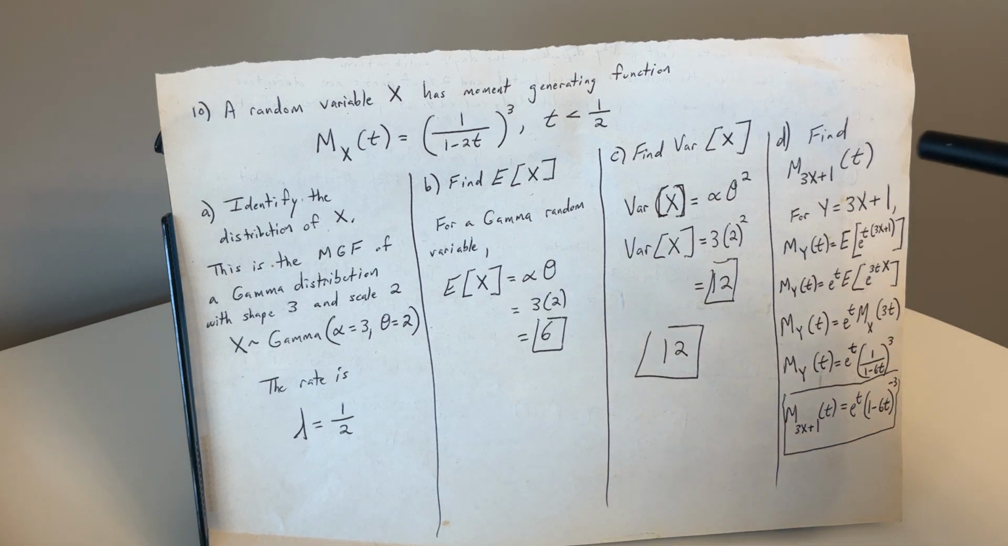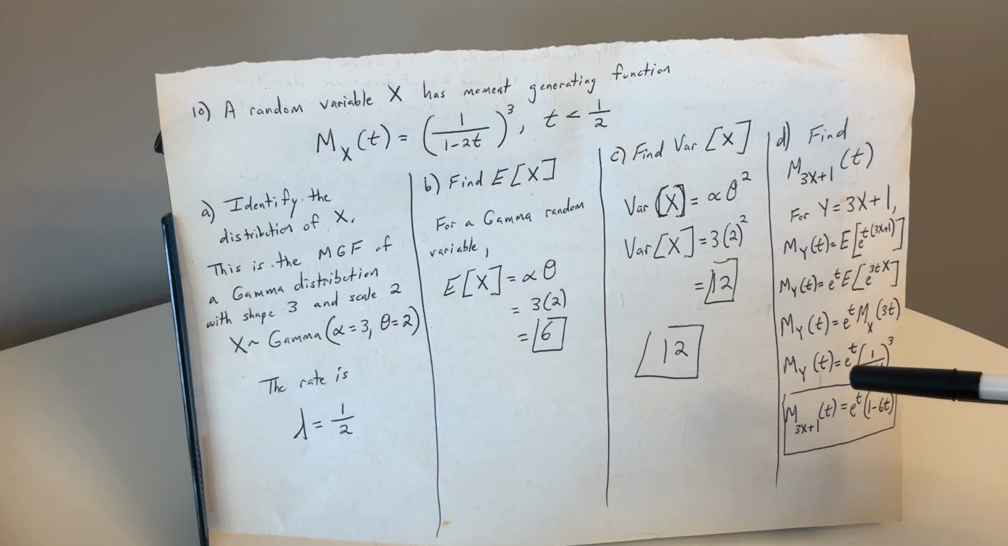In part D, we want to find m subscript 3x plus 1 of t. So for y equals 3x plus 1, we get m sub y of t equals the expected value of e to the t times 3x plus 1. Then just doing the computation, breaking this up, m sub y of t equals e to the t times m sub x of 3t.